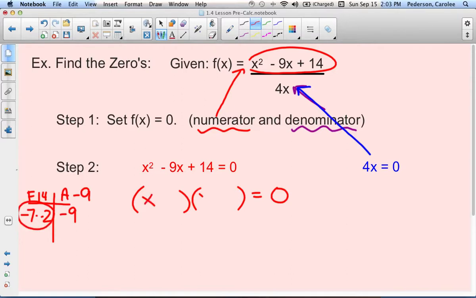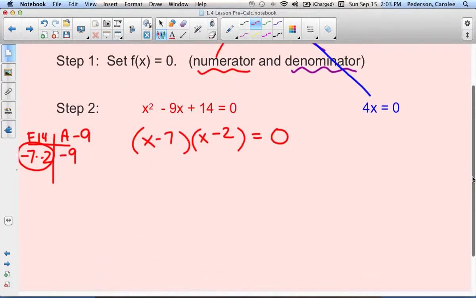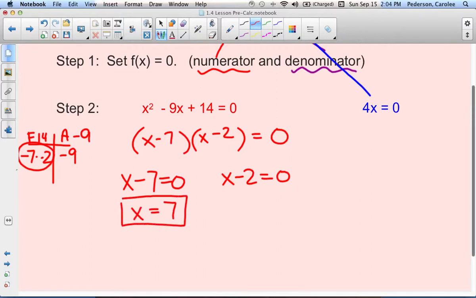So we split up the x's, and then what I've just circled, the -7 and the -2, will go in those parentheses. Now I use the zero product property, and I set each factor equal to 0. So one of the factors is the first parentheses, x minus 7 equals 0. The second one is x minus 2 equals 0. Now we solve those by undoing. We add 7 to both sides. Add 2 to both sides. So there's 2 zeros so far.